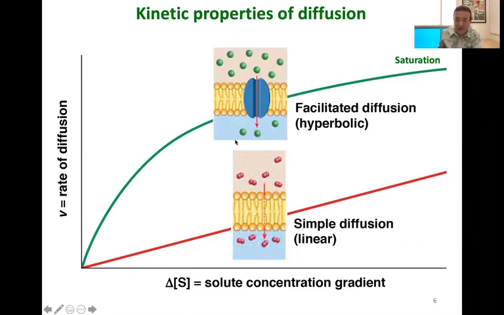However, if you have a situation where, let's say, this green molecule wants to flow from high to low across the membrane to spread out, but it has a hard time getting through the membrane by itself, but you have some sort of a protein, this blue thing here, embedded in the membrane that provides a pathway for this green molecule to just flow in, then you might imagine the relationship like this.